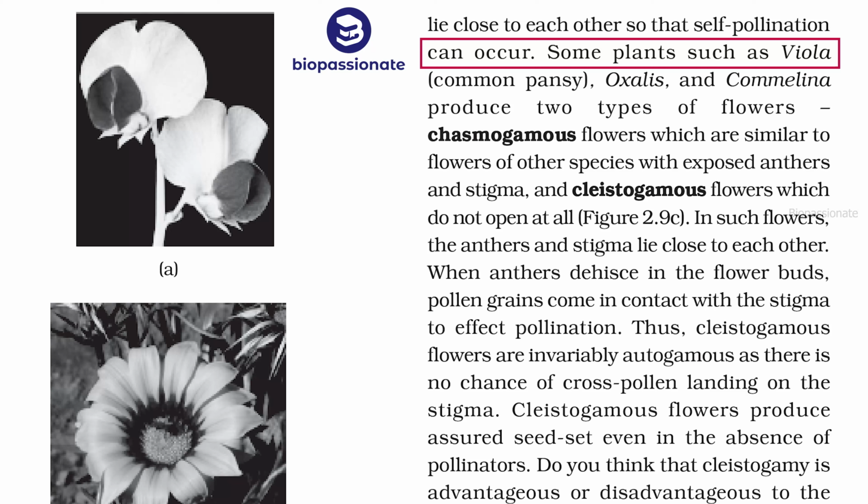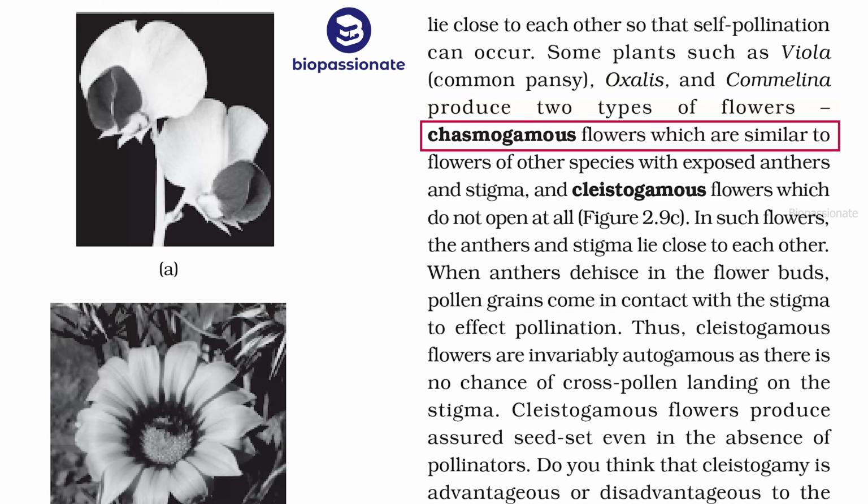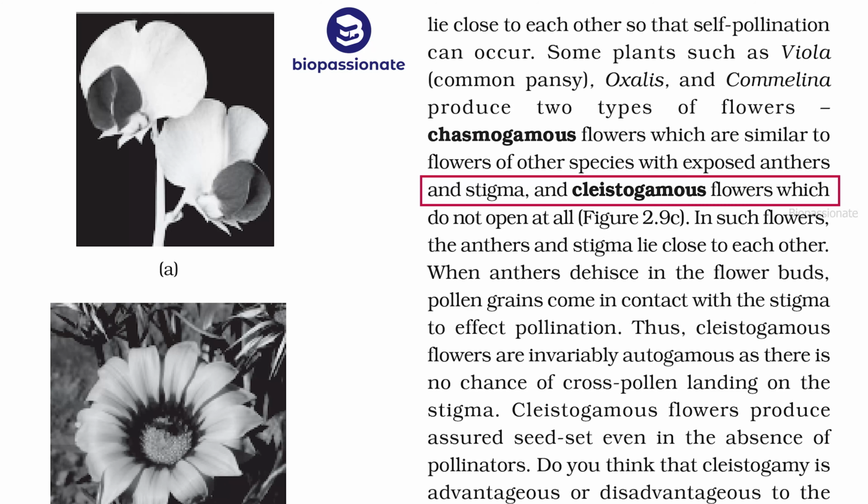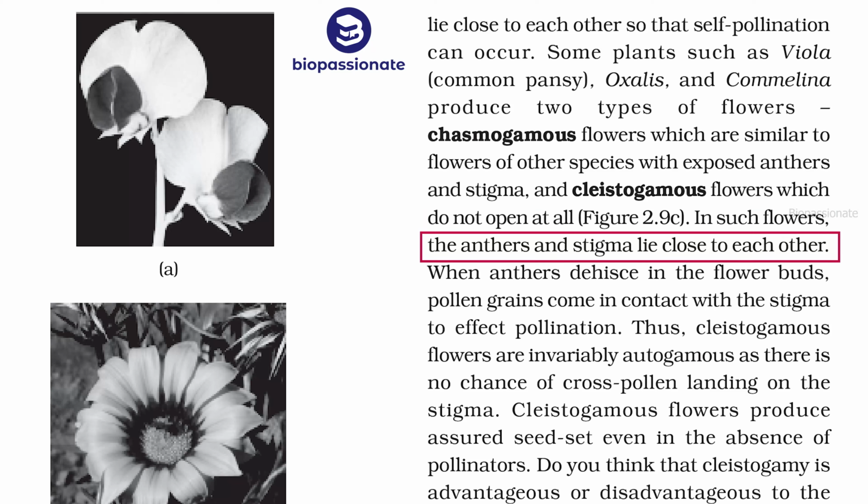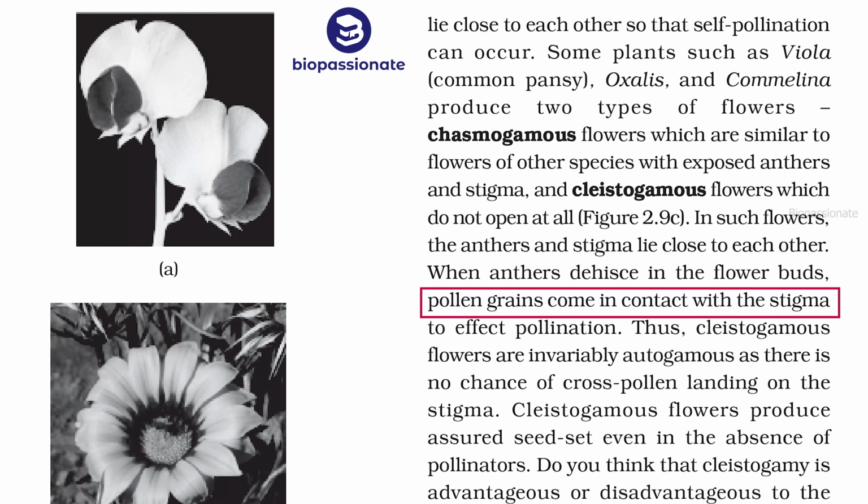Some plants such as viola, common pansy, oxalis, and commelina produce 2 types of flowers: chasmogamous flowers, which are similar to flowers of other species with exposed anthers and stigma, and cleistogamous flowers which do not open at all. Figure 2.9c. In such flowers, the anthers and stigma lie close to each other. When anthers dehisce in the flower buds, pollen grains come in contact with the stigma to effect pollination. Thus, cleistogamous flowers are invariably autogamous, as there is no chance of cross-pollen landing on the stigma. Cleistogamous flowers produce assured seed set even in the absence of pollinators.